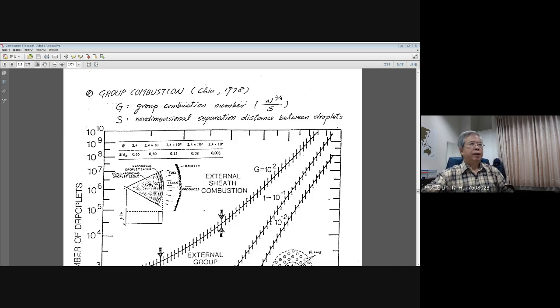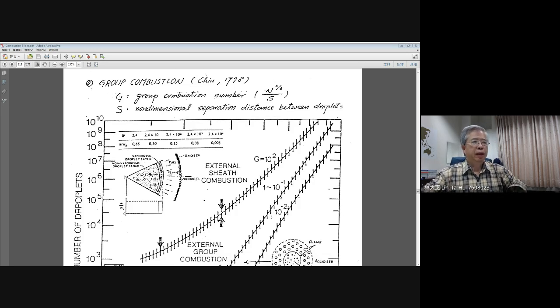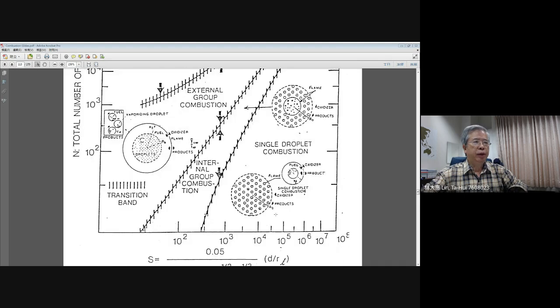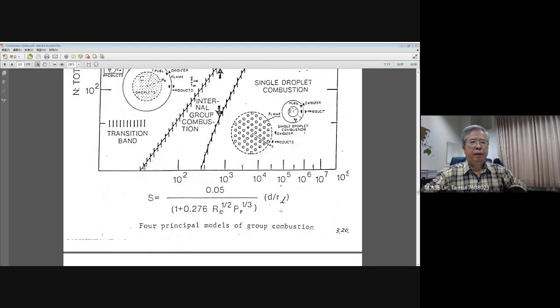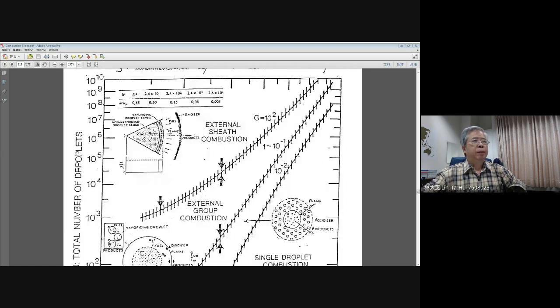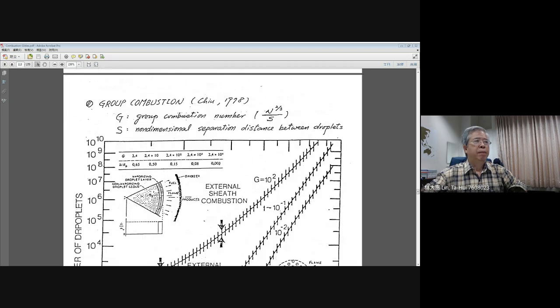Last time we already introduced the theory on group combustion, and I give you an additional summary based on this page on our lecture slides 3.20. Professor Chu proposed a model for group combustion in 1978. The definition for the group combustion number basically is the ratio of the number density and separation distance between droplets.